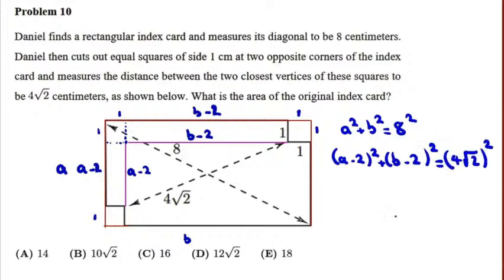Now, maybe you think that you should find A and B, but the problem doesn't want A and B. So it's very important to pay attention to what the problem wants. It says, what's the area? The area of the original index card is AB, equal to what?